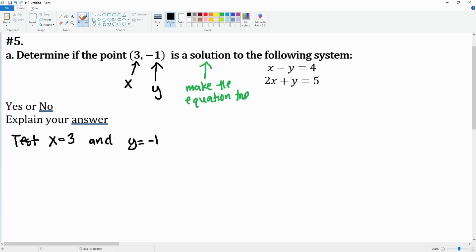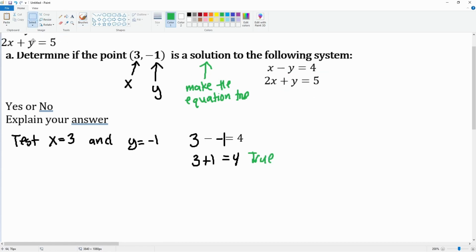We have the first one here, which is your x minus y is equal to 4. So let's plug in our values here. So the x gets replaced by the number 3, and the y here gets replaced by a number of -1. -1 times the negative becomes a positive, so that is 3 plus 1 is equal to 4. That is true, so this is true. But however, it has to be true for the bottom one as well.